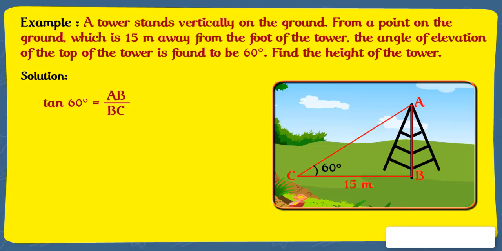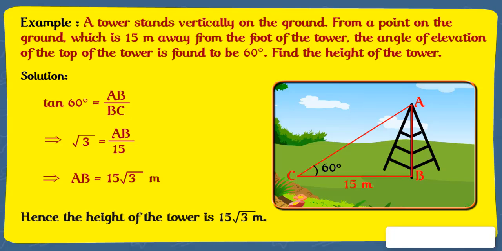Now, tan 60 degrees is equal to AB upon BC. That is, root 3 is equal to AB upon 15, as the value of tan 60 is root 3. That is, AB is equal to 15 root 3 meters. Hence, the height of the tower is 15 root 3 meters.